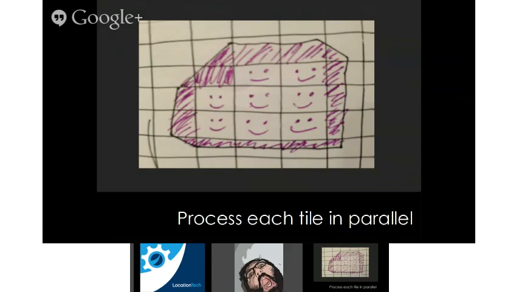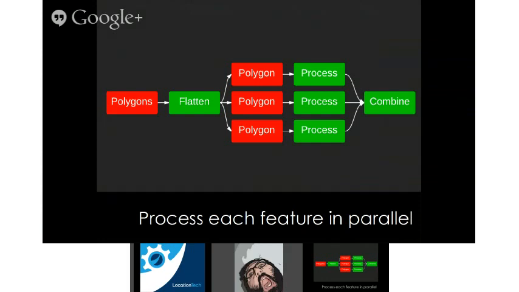This is similar to what we can do with features like polygons. You can imagine if there was a multi-polygon, which represents many different polygons that represent a single feature, we can flatten them, which is to turn the multi-polygon into a list of polygons, and then operate on each one in parallel and then combine them at the end.